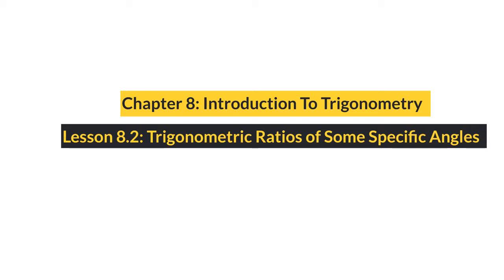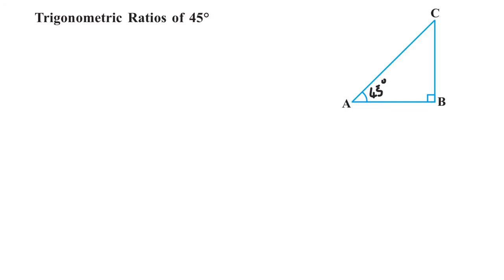Welcome to the lesson. Let's try to figure out what are the trigonometric ratios of 45 degrees. Let us consider the triangle ABC, 90 degrees at B. Angle A is 45 degrees. So what will angle C be? Angle C will also be 45 degrees. And we know that in a triangle, if two angles are equal, the sides opposite to those angles are also equal. So let's consider the length AB to be equal to A.